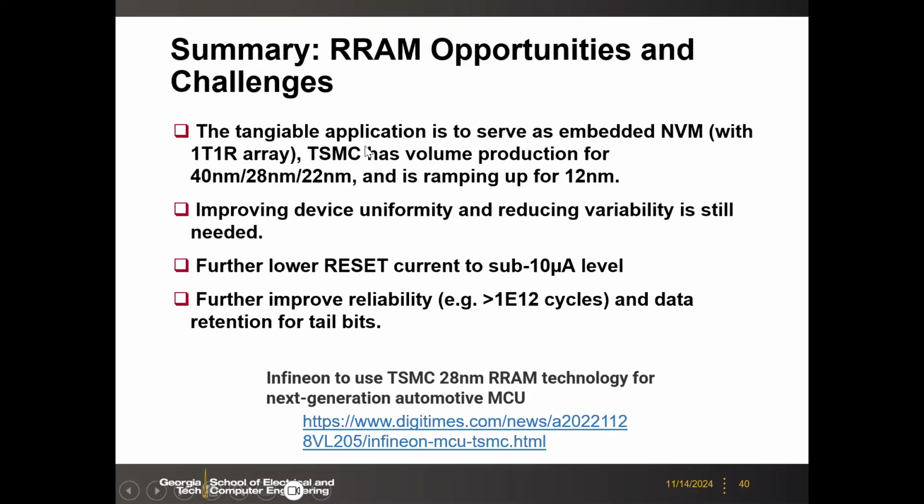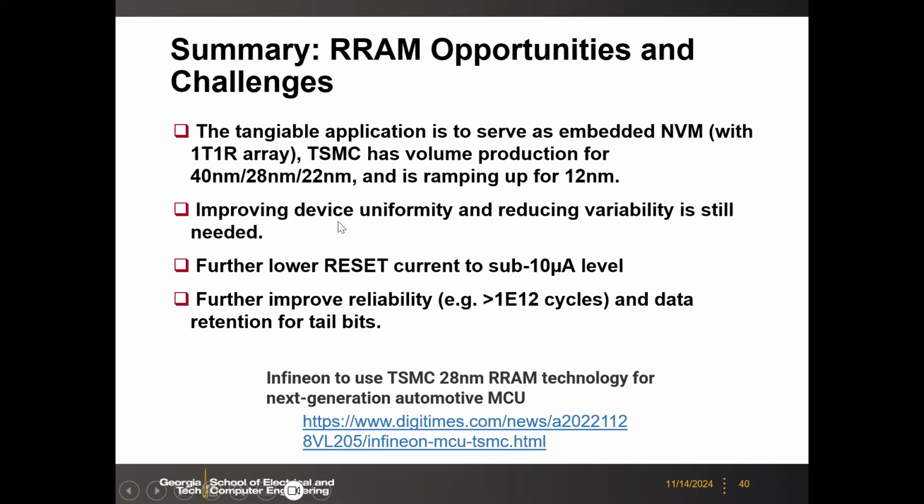Okay, the tangible application I have to emphasize: it's not NAND flash or whatever you are thinking of. It's embedded non-volatile memory with 1T1R, and TSMC has volume production for those technology nodes, and it's ramping up to 12 nanometer. They have large orders. For example, here there's news that Infineon has a big order with TSMC RRAM. So this is commercially viable now.